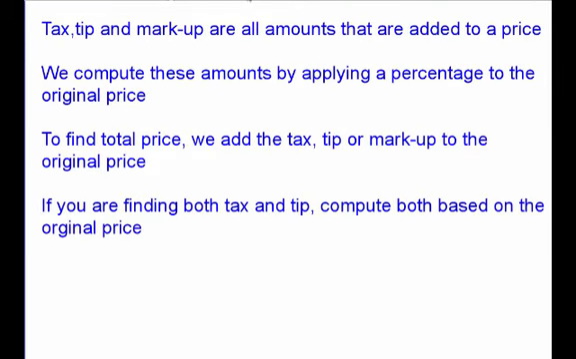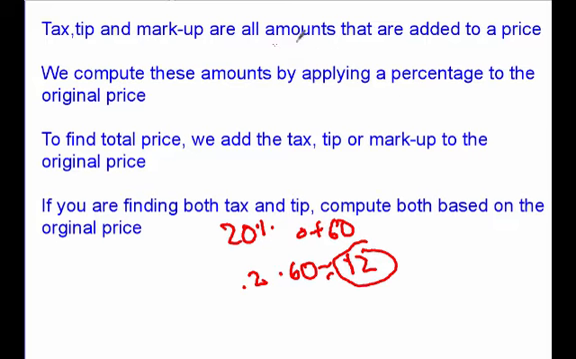All right? So the first thing we need to know is that if we're going to find, for example, 20% of 60, all we're going to do is take that 20%, turn it into a decimal, that's 0.2, and multiply it by 60. That's going to give us, well, 0.2 times 60 is 12. All right, so the answer is 20% of 60 is 12. So this is how we're going to find tax, tip, or markup. We're going to find the percent, and multiply it by our original price.